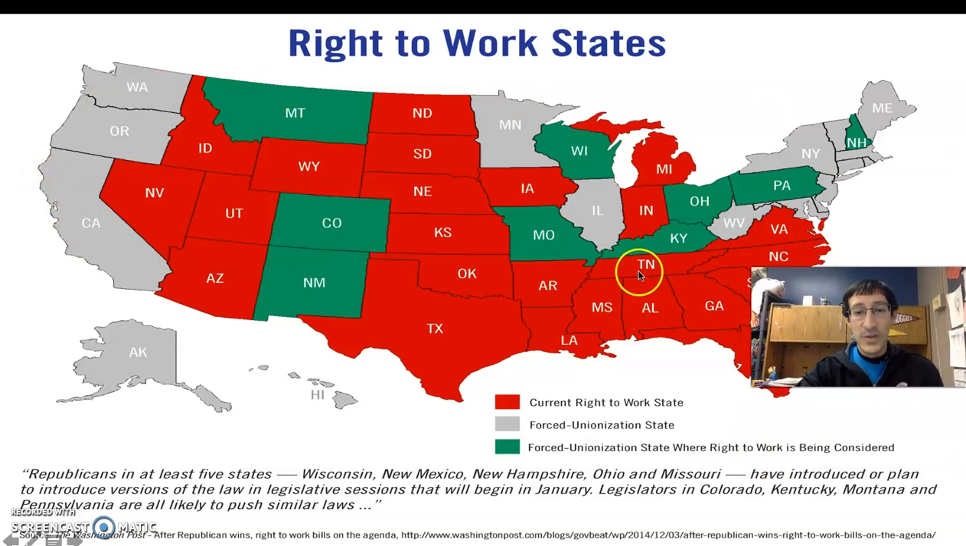So here's kind of our right-to-work states within the red, and then forced unionized states, so where you have to work in a union. So typically, again, more Democratic states are more forced union, and then Republican conservative states more right-to-work.